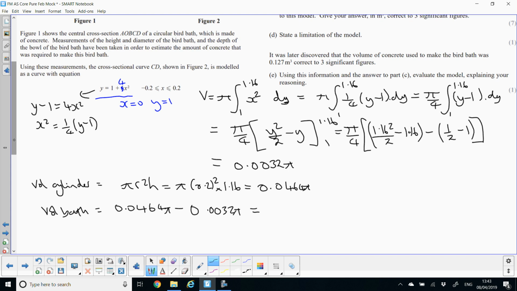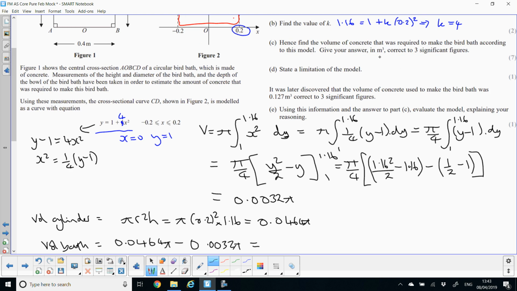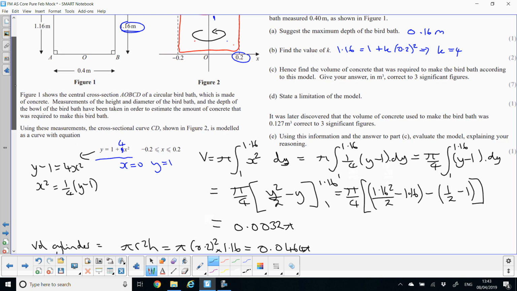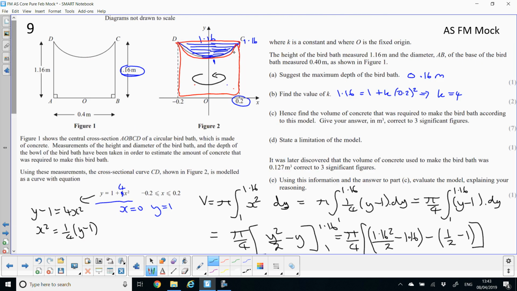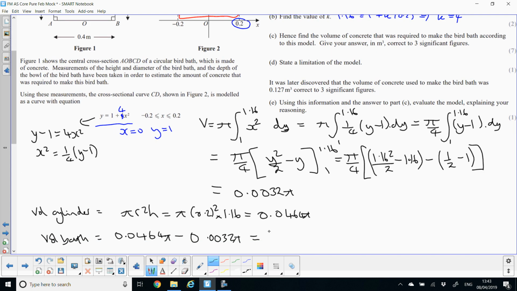What does it want us to do? It wants us to give an answer in metres cubed, to 3 significant figures. I have to admit I did forget to check that all our units were in metres, so do check that in case they give you any measurements in centimetres. Okay, and so I can put that to 3 significant figures with my calculator.